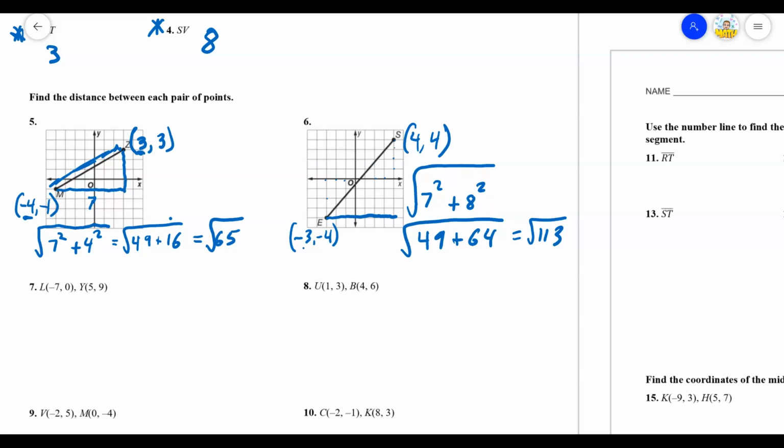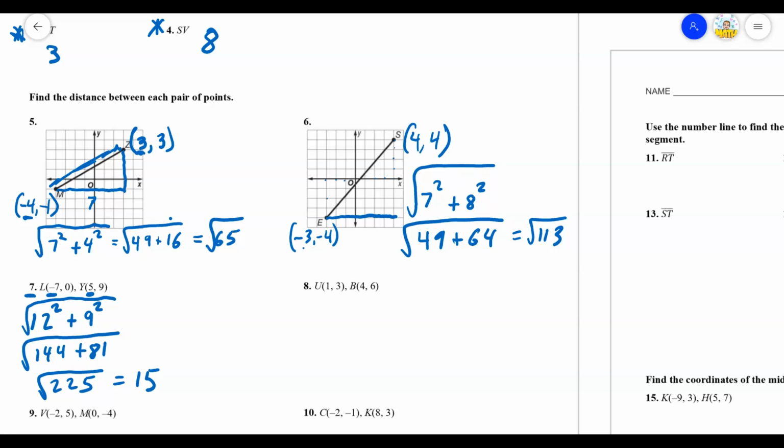So now this time we don't have the graph in front of us, but we're doing the same thing. So in number 7, I want to look how far is it from negative 7 to 5. So think, to get from negative 7 to 0, that's 7, plus another 5, that's going to be a total of 12, and we square it. From 0 to 9, how far is that? It's just 9, and we square both of those. So we have 144 plus 81, and we're going to take the square root of that. 144 plus 81 is 225, and the square root of 225 is 15.